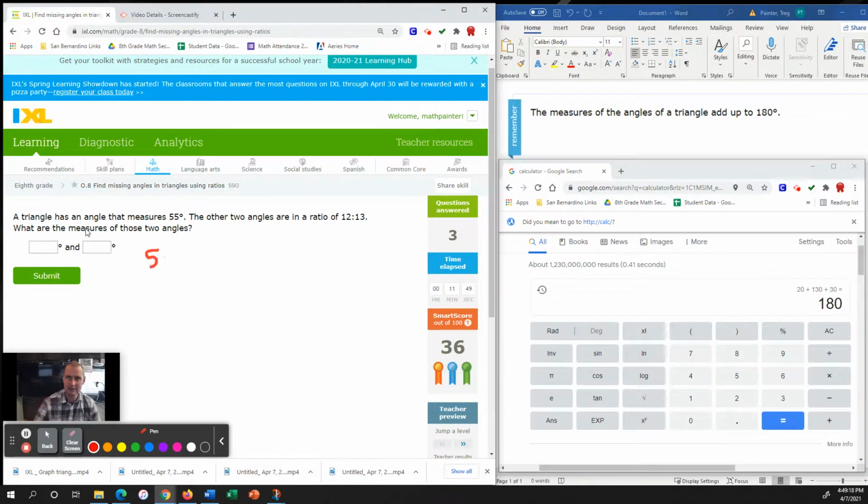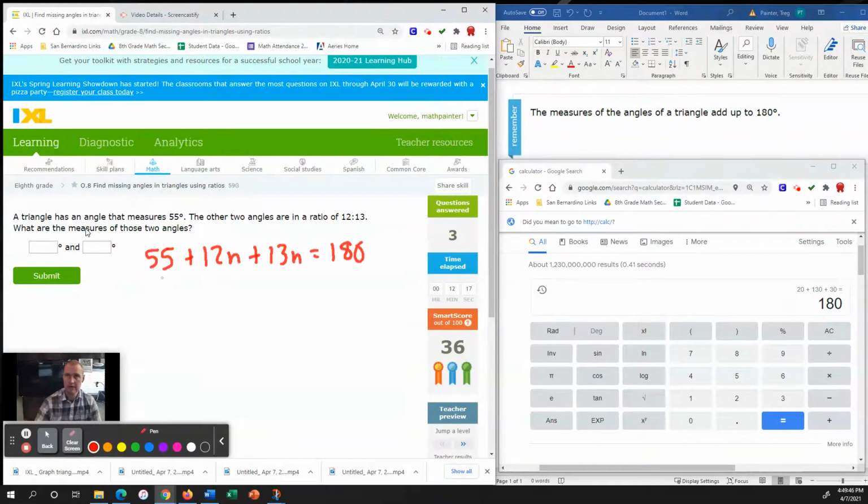Here we go. We got 55 degrees for one angle, plus a ratio of 12n on another angle, plus our last vertex. Remember, there's three of these all together because there's three vertices to a triangle, plus 13n to give us a total of 180 degrees. So remember, we're looking for the number of degrees in a triangle.